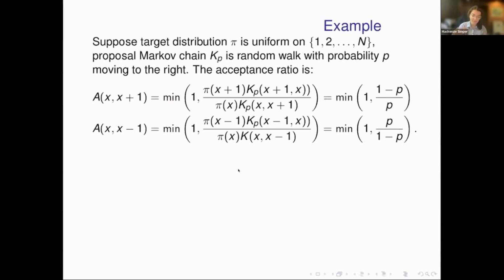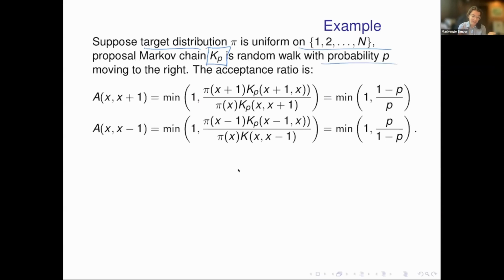This is just going through, again, a very simple example of how this works with our simple random walk. Say our target distribution pi was uniform. Of course we can easily sample from a uniform distribution, or we could run the Markov chain so that it has uniform distribution. But let's pretend we can't do that. The only thing we can do is run this Markov chain K_p, which takes steps to the right with probability p.